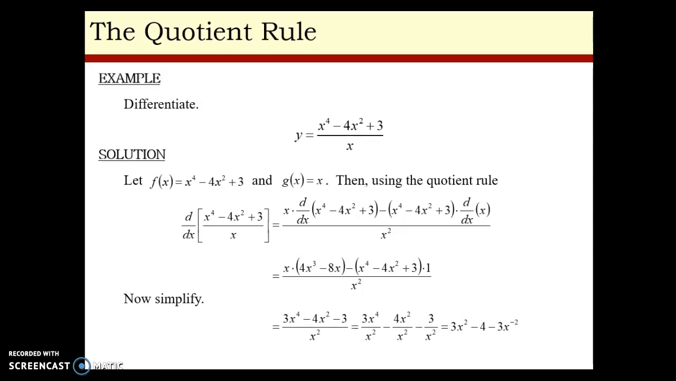After we multiply it, now let's simplify. We multiply the x throughout, and after we do that, we've got to simplify all this. We get 3x squared minus 4 minus 3x to the negative second power. That is the product and quotient rule that we're going to be looking at.